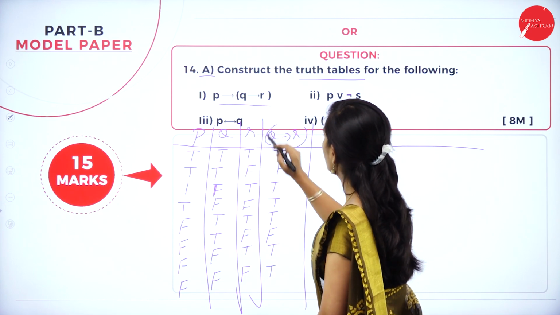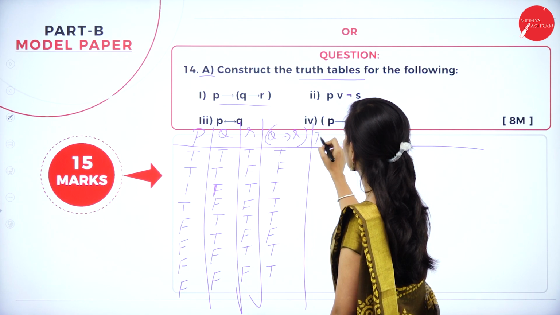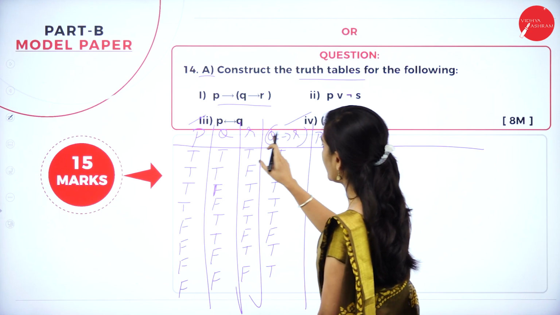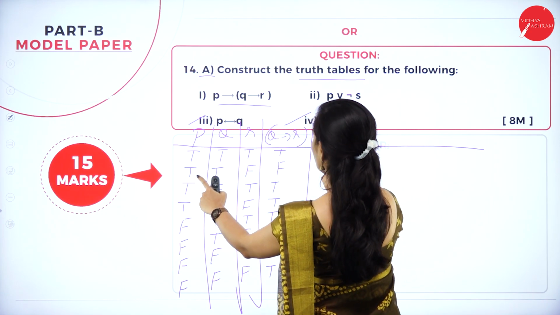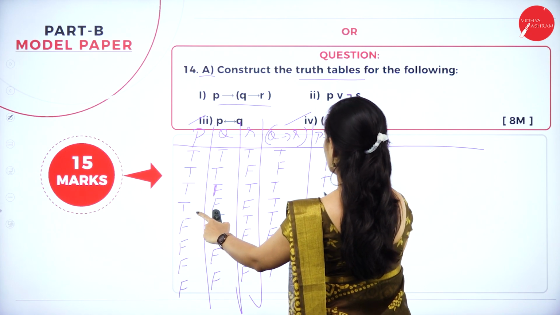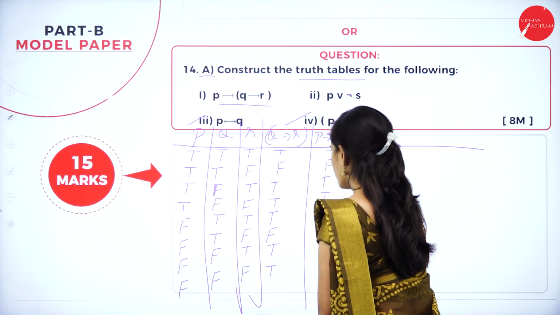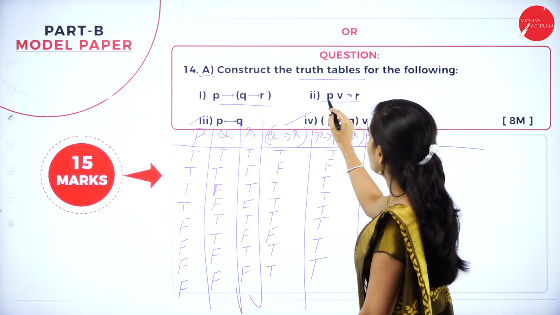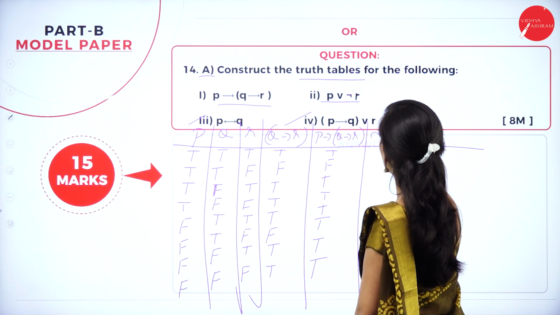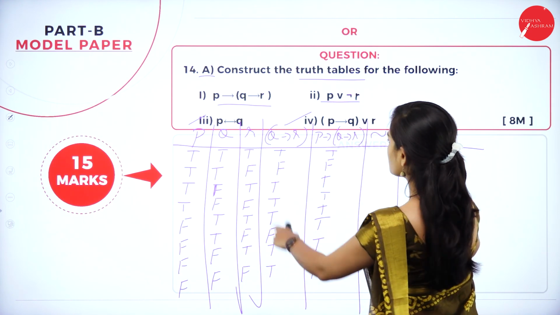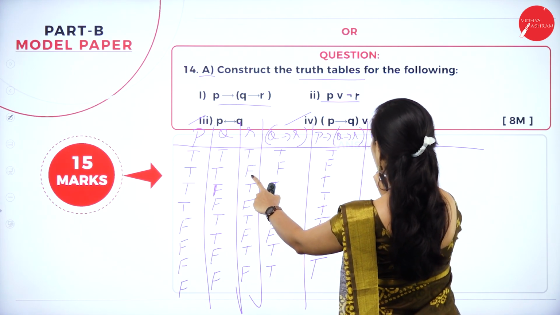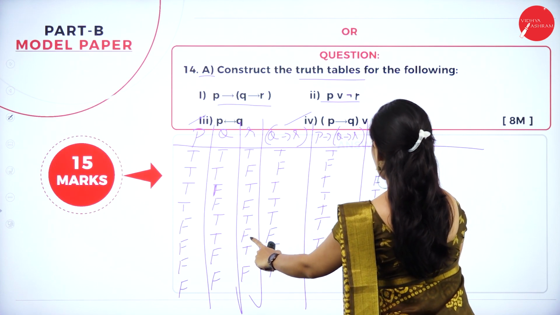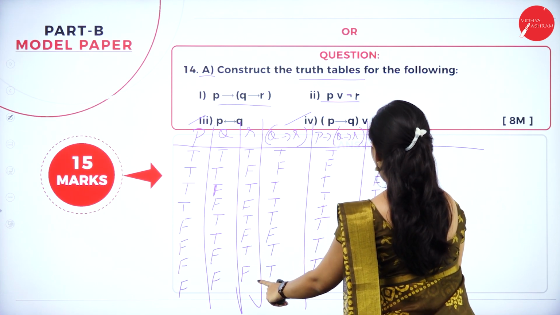Next, again, I'll find out this P implies Q implies R. So, you just use these 2 columns. P implies Q implies R. That is true, false, true, true, true and true. And the next question is P or negation R. So, first I will find out negation R. So, negation R means opposite of this statement. True is false, false is true, true, false, false, true, true, false, false, true, true, false, false, true.